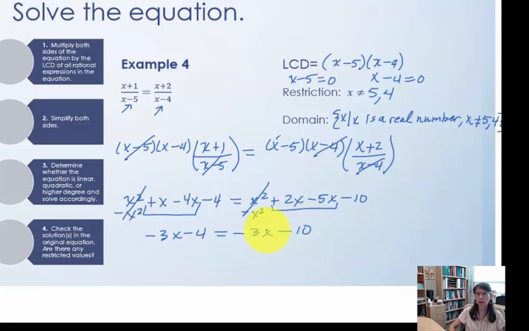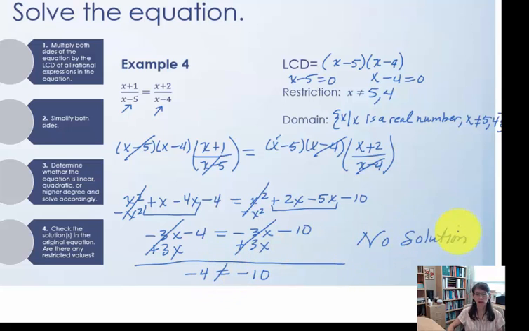So I'll collect all my variables on the left by adding 3x to each side of the equation. So I eliminate x's, actually on both sides, and I end up with negative 4 equals negative 10. Now we know that negative 4 is not equal to negative 10. So that must mean there's no solution for this equation. So what are restrictions? If we had ended up with 5 or 4, we would have eliminated. But because we completely eliminated the variable from the equation, that's another way to end up with no solution at all.